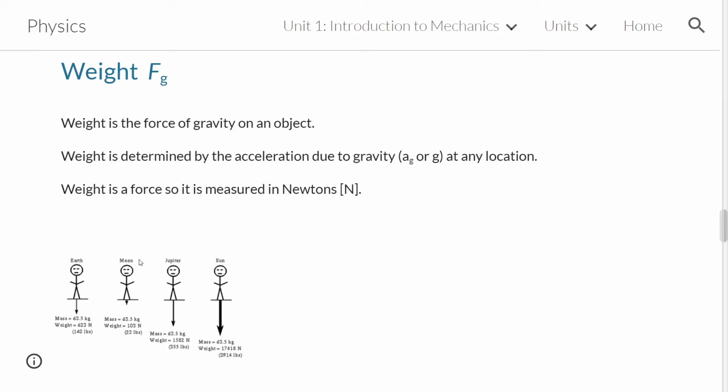Weight, F sub g. Weight is the force of gravity on an object. Weight is determined by the acceleration due to gravity, a sub g, or little g, at any location. Weight is a force, so it is measured in newtons, N.